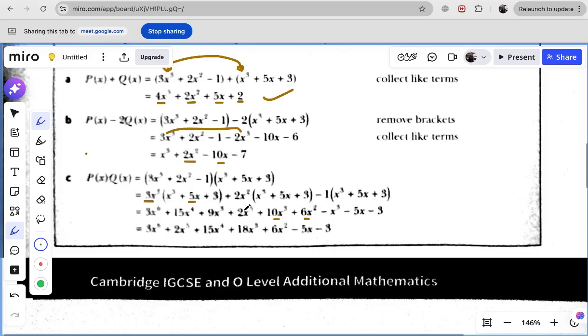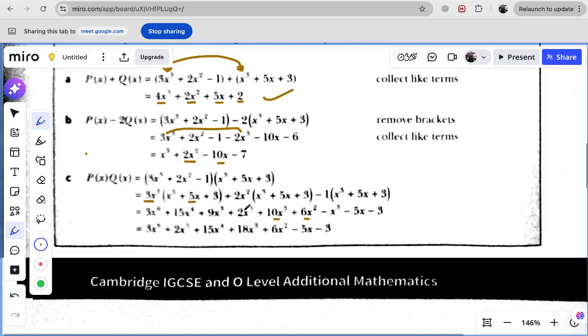Then power 1, I know we have 5x. We have minus 5x to the power of 1. Is there any other power 1? You have to check. No, right? So you write minus 5x. You don't have to write power 1, just say minus 5x. Then for the constant, we have negative 3 here. Check if there's any other constant. No. So you say minus 3.